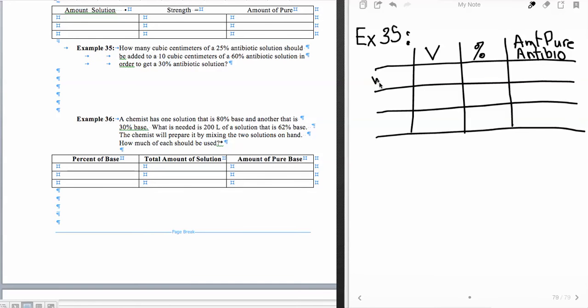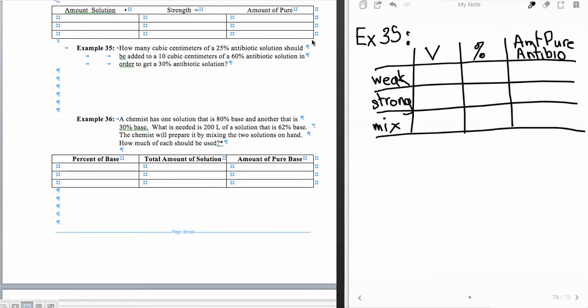Okay, now what we have when we have these mixture chemistry problems is that we have a weak solution, we have a strong solution, and then we have the mixture. Now what you should realize is that the mixture is always going to be somewhere in between. So when we have two unknown things, that makes it very easy to pick out which one's the mixture because it's the one that has a percentage that's right in the middle. So we can use that as a context clue.